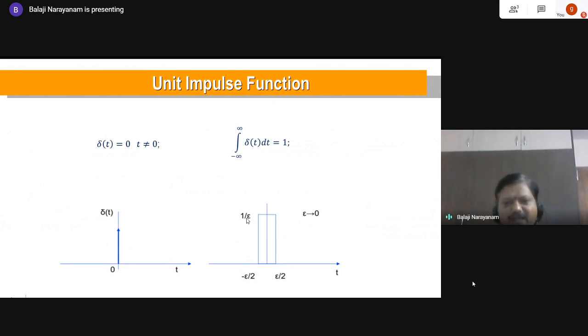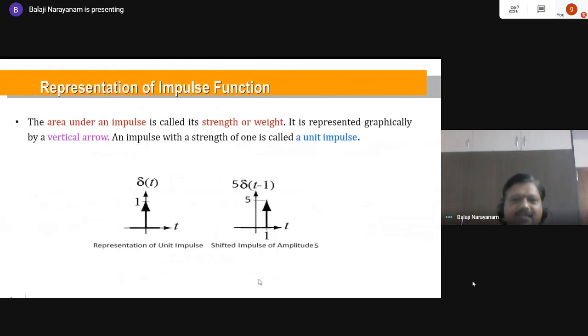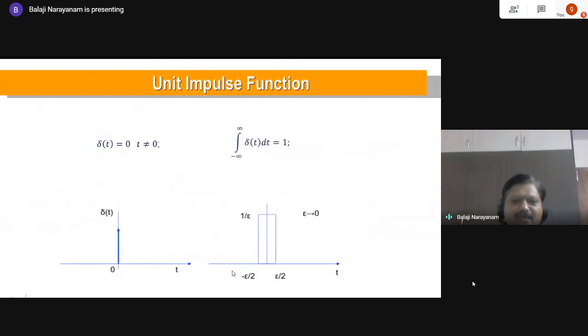Now you can compute the area as the height times the width for this particular narrow pulse. The width, epsilon by 2 minus minus epsilon by 2, will result in a value of epsilon. Multiply that with the height, which is 1 by epsilon. So epsilon divided by epsilon is going to give us a unit area. That's the meaning of a unit area.